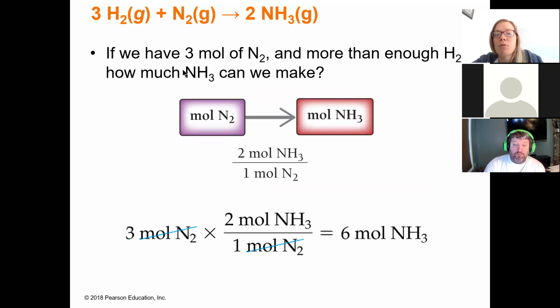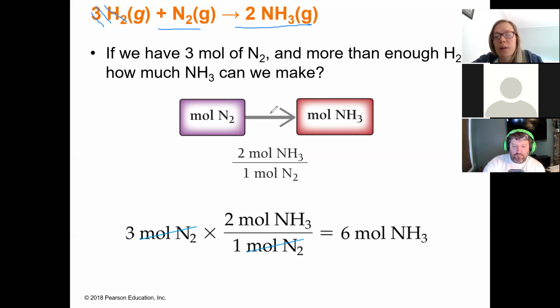It says, hey, if we have 3 moles of nitrogen gas and more than enough hydrogen gas, anytime it says more than enough, it means you can just sort of ignore it, right? It's in excess, so we have enough of it. How much of the product can we make? So the two things that we're going to look at, we're looking at the nitrogen and we're looking at the product. This we can just sort of ignore. It's not coming into play. Now, it's important because it's required, you need that in order to balance the equation correctly, but for this specific problem, we don't have to take it into account.